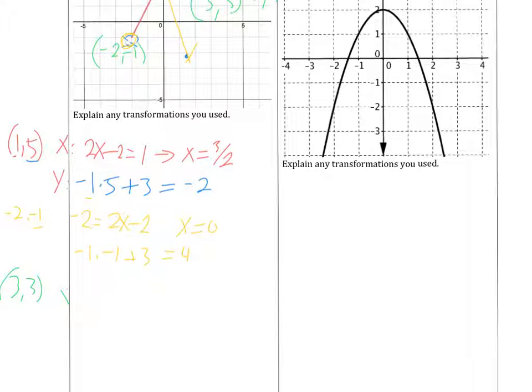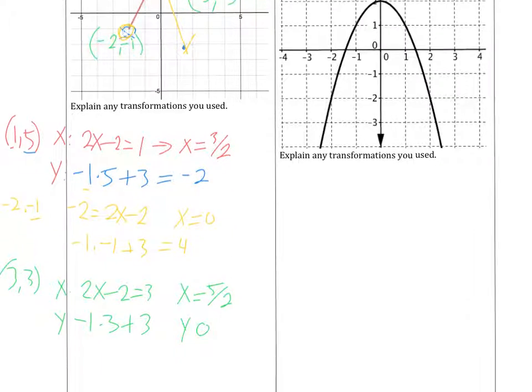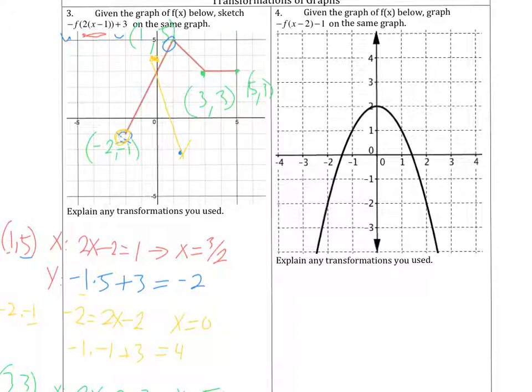Okay, I'm going to do the x first. And we get 2x minus 2 is equal to 3. I'm going to add 2 to both sides and divide by 2, and I get x is equal to 5 over 2, or 2.5. For the y, we do negative 1 times 3 plus 3, we get a y of 0. When I go up to my graph, that's 5 over 2, 0. And that's going to be right here, which actually goes kind of nicely with what we were expecting from our graph overall.